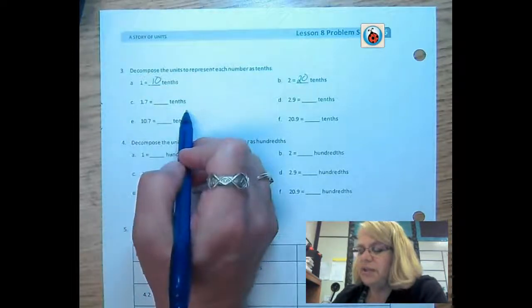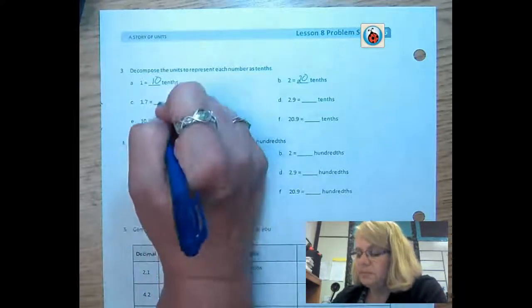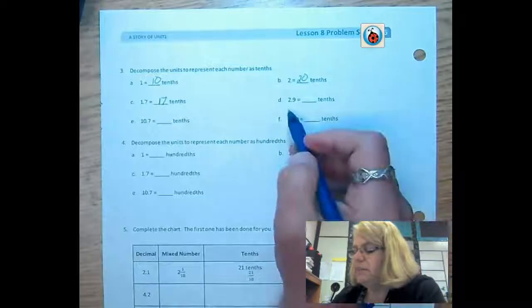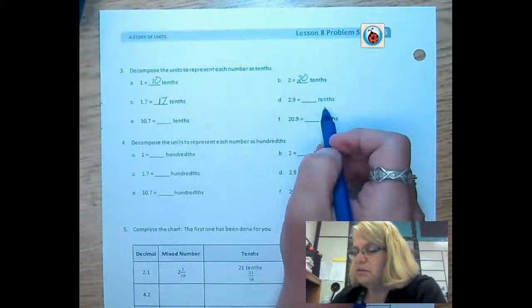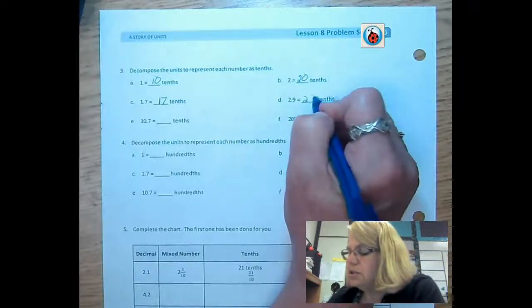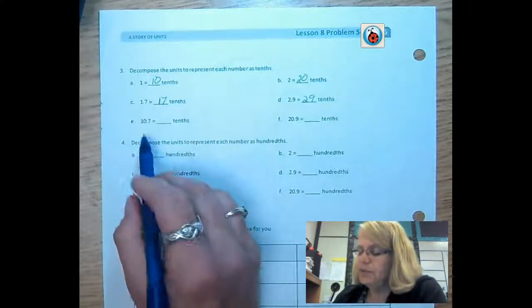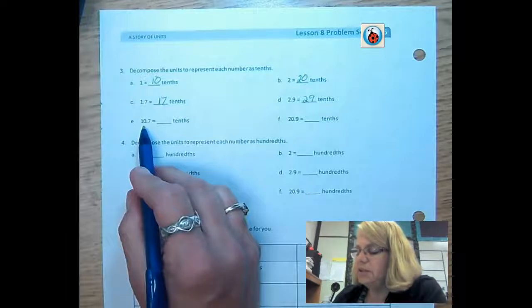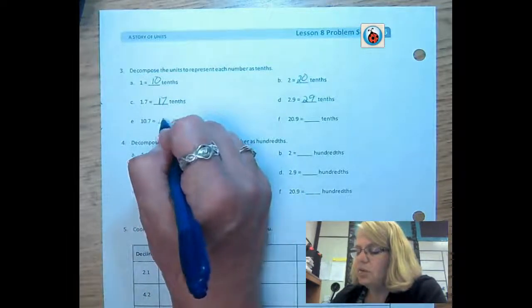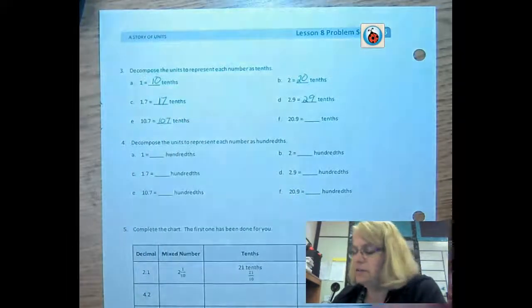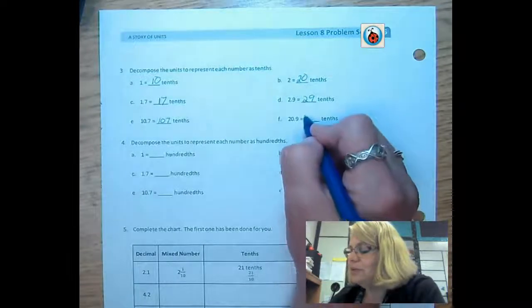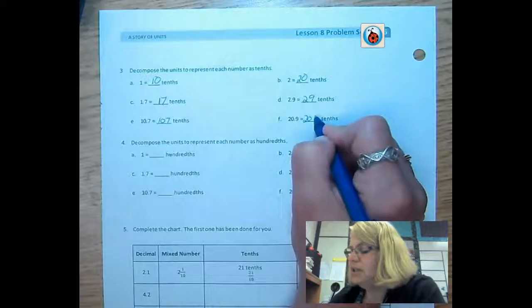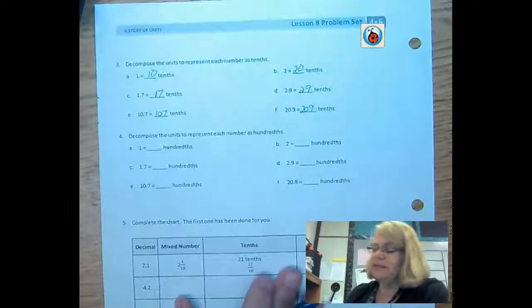1.7 equals how many tenths? Correct, it's 17. 2.9 equals 29 tenths. 10.7 equals 107 tenths. 20.9 equals 209 tenths.